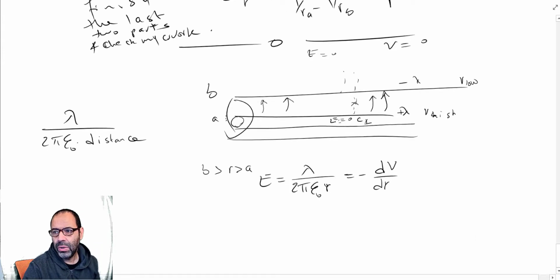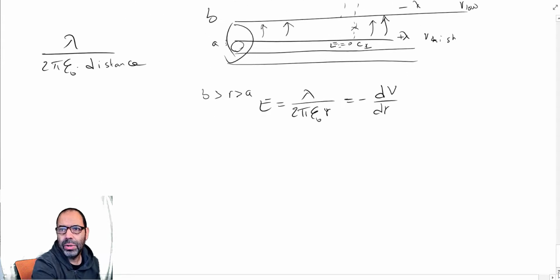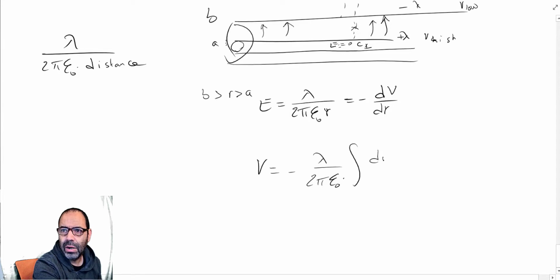So now let's find what the electric potential needs to be. V is going to be the negative integral of lambda over 2 pi epsilon naught, dr over r. That has a natural log in it, so it's going to be minus lambda over 2 pi epsilon naught times ln of r plus a constant. This was C1, so this is another constant which I'm going to call C2.